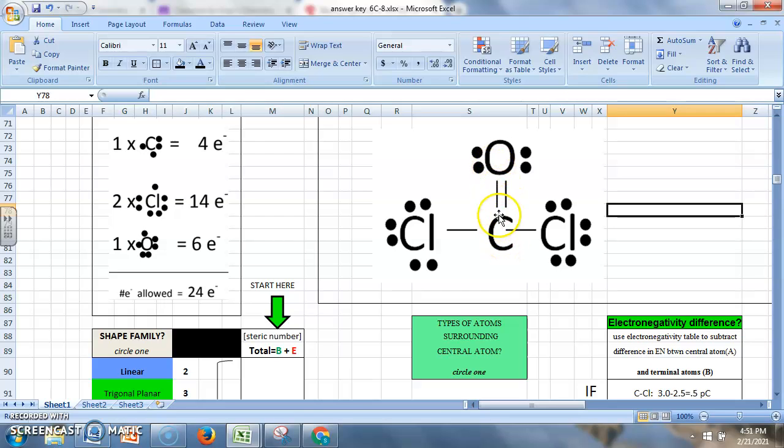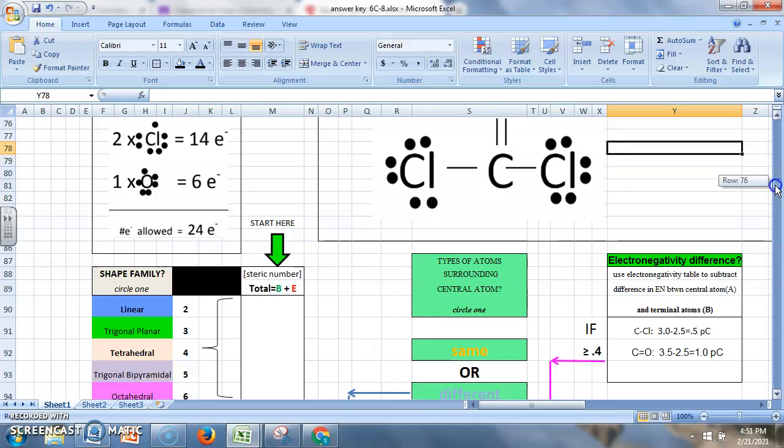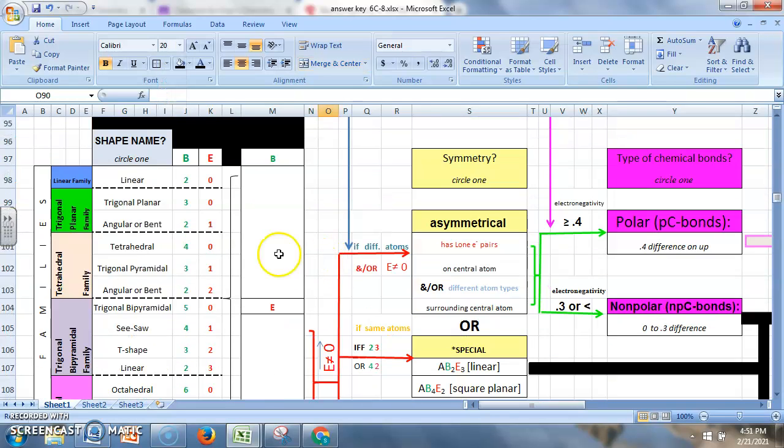We can see carbon is bonded to 3 atoms, the oxygen, the chlorine, and the chlorine. That is 3 atoms it's bonded to, and there are no lone pairs on the carbon. So we can go ahead and put a 3 right here for our total things. That is our total number of things around there on that central atom. And we know that those total things are 3 bonded atoms and no lone pairs.